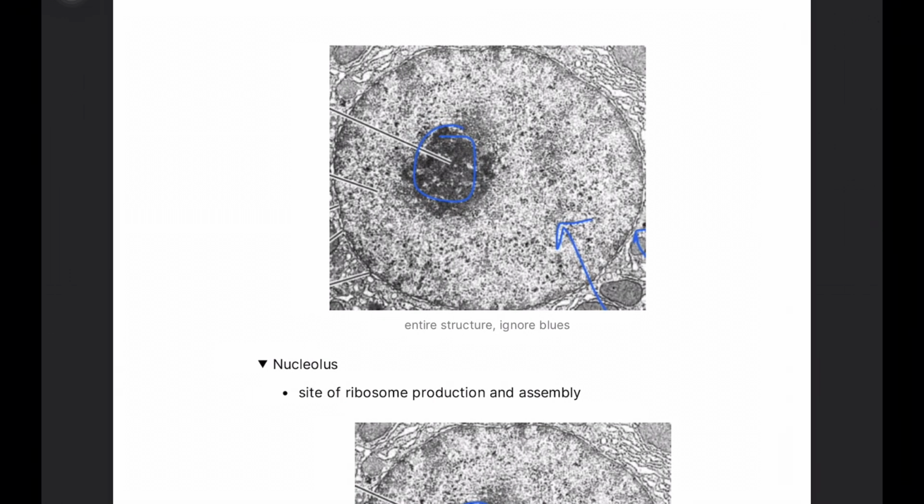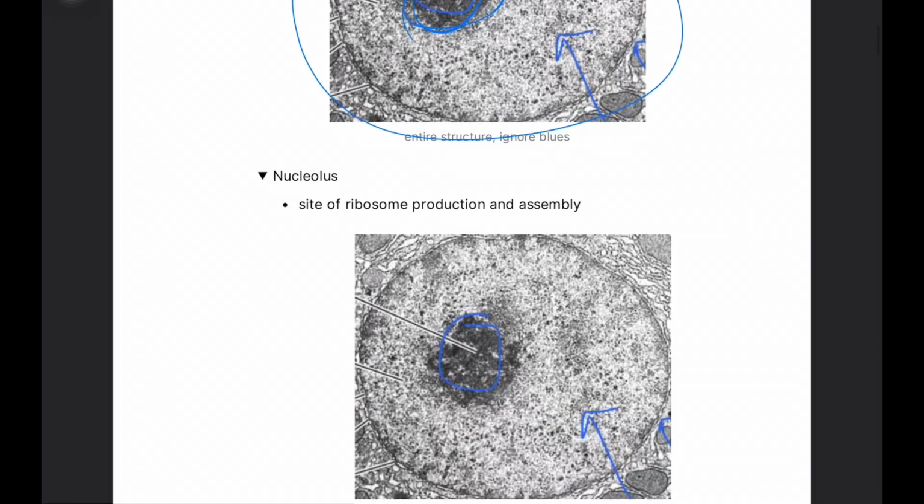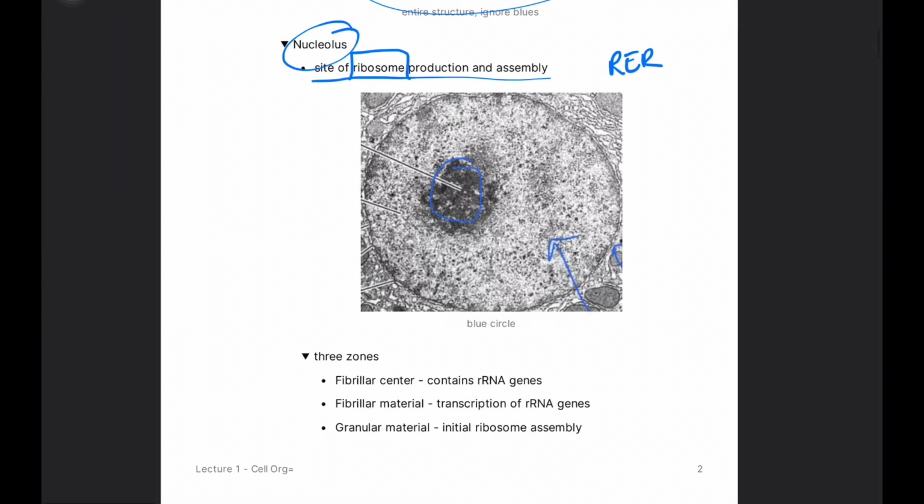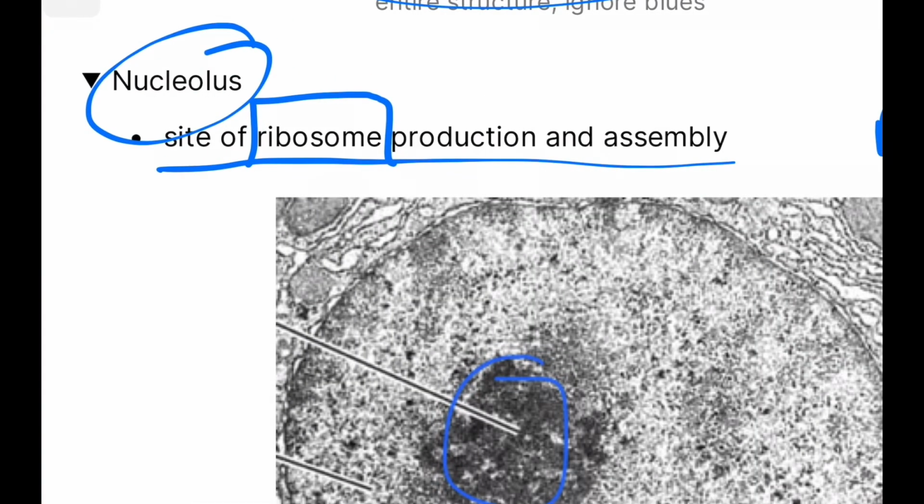And then here you can actually see the actual nucleus, and here in the center is the nucleolus, which is the dense part, right? For the nucleolus, I said the site of ribosome production and assembly. This might actually be important, right? Because we know that proteins get assembled in the rough ER, via ribosomes. So the fact that ribosome production and assembly is in the nucleolus and not the rough ER, that's very different. That's something that they can test you on, and something that's clinically significant, right?